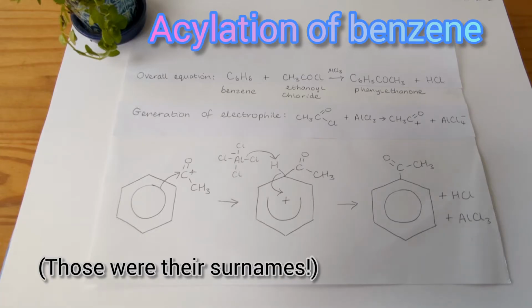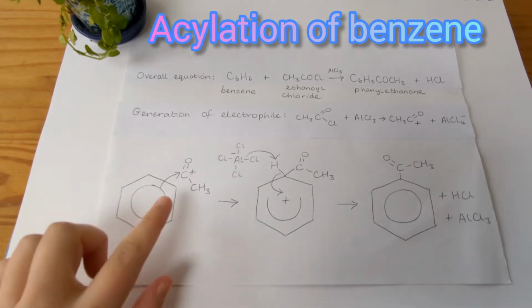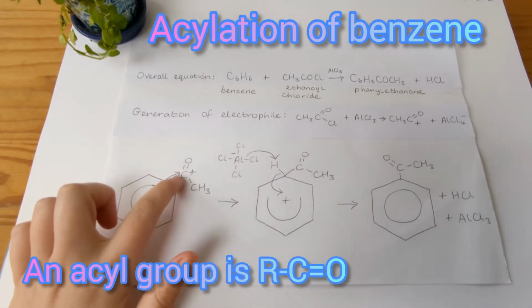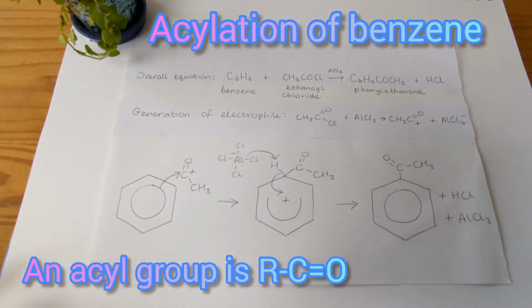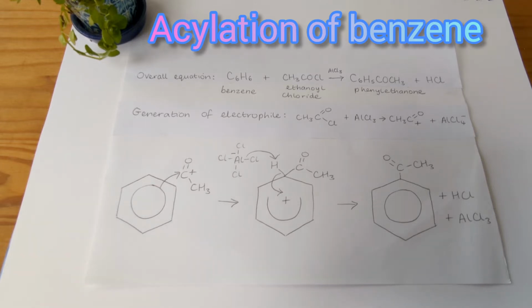And there's two kinds of these types of reactions. One of them's acylation, where this acyl group is added onto a benzene ring, and the other one is alkylation, which I'll show in a future video.